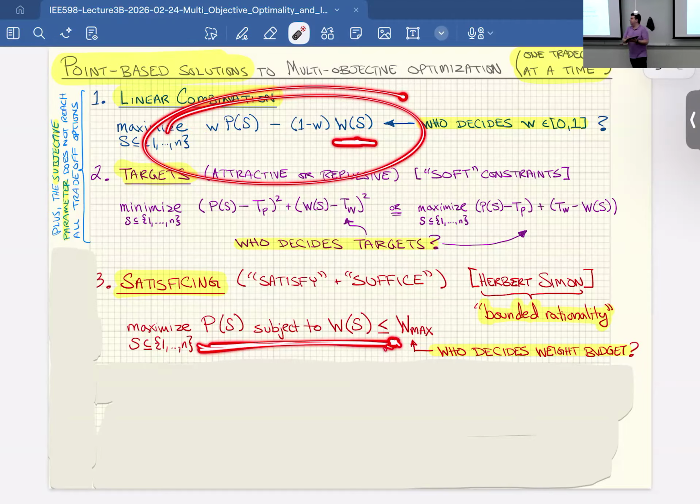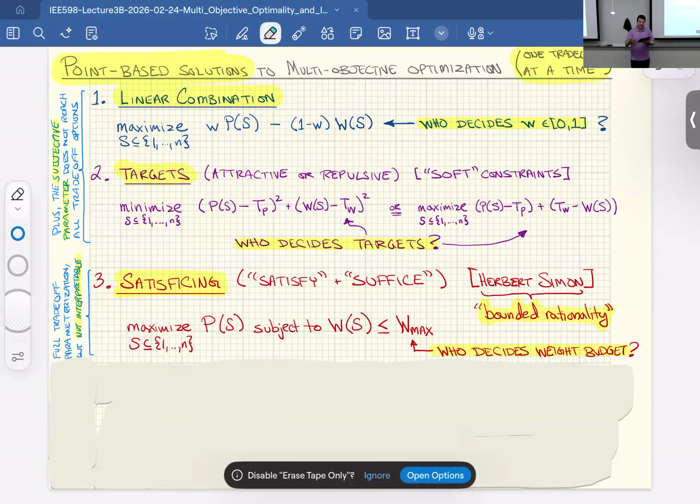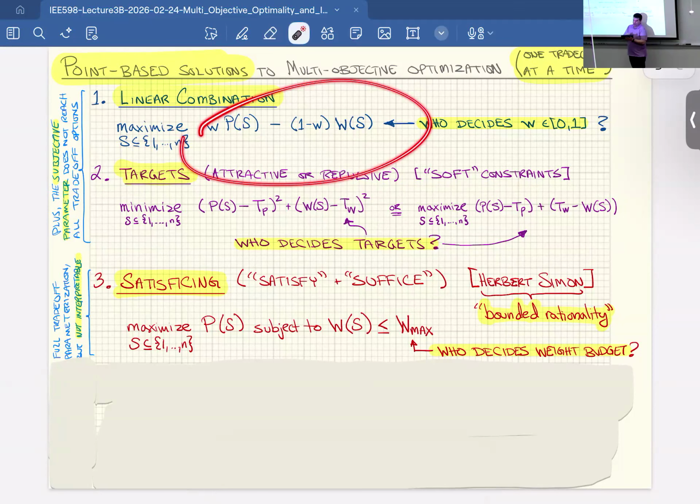So the nice thing about this satisficing solution is if you really care about finding every possible trade-off to consider, then this provides you a way to do it. But it's not the most interpretable way. So it was really nice up here to have this W, which varied from 0 to 1, where we could say when W is equal to 0, we only care about profit. When W is equal to 1, we only care about weight.